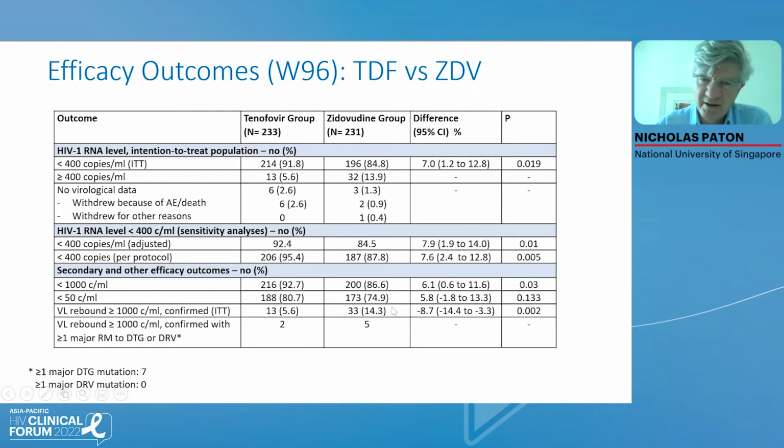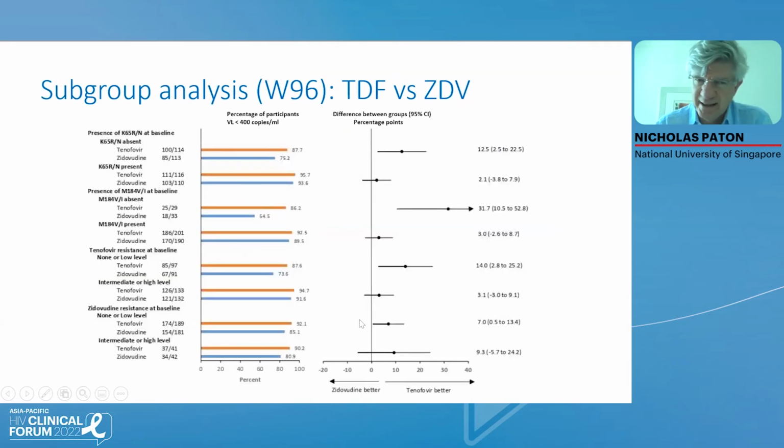And when you look at rebound, 14% rebound in the zidovudine group, 6% rebound in the tenofovir group, again, statistically significant. So very clear that tenofovir is outperforming zidovudine after 96 weeks in this combination, either with a protease inhibitor or dolutegravir. And those resistance mutations were clustered a little bit more in the zidovudine group than the tenofovir group, although not much to choose between them, and I'll come back to that later.